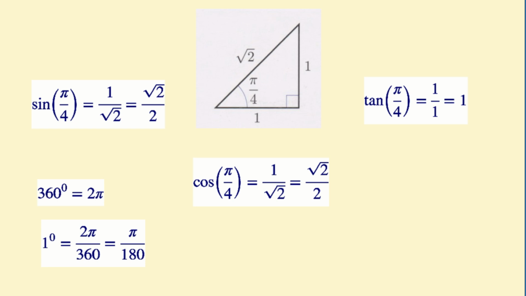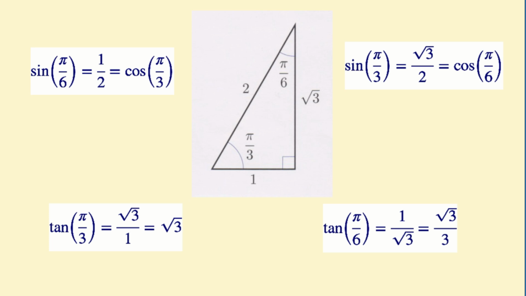Absolutely fine, logical. 360 degrees equals 2 pi. 1 degree is 2 pi divided by 360, which is pi divided by 180. And then we have a 60-60-60 equilateral triangle, if you reflect it, you have the base of 2 units, 2 sides of 2 units, and this one's root 3. And then you can derive sine of pi by 6 is a half, which is cos of pi by 3. Sine of pi by 3 is root 3 over 2, which is cos of pi by 6. Tan of pi by 3 is root 3 over 1, and tan of pi by 6 is 1 over root 3.